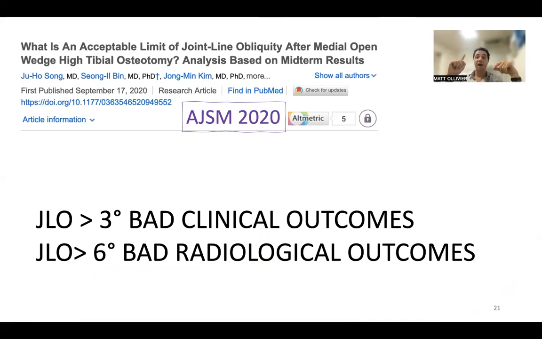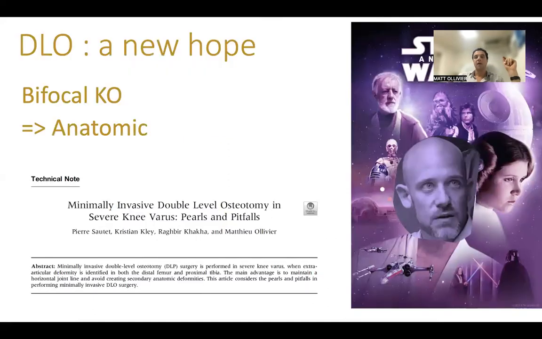3 degrees of joint obliquity is enough to have a bad clinical outcome. 6 is enough to have a bad radiological outcome, so early lateral arthritis. And it is published in the AJSM by this Korean team, and it is, for me, the only good paper to analyze what happens with big joint line obliquities. And how to avoid that?